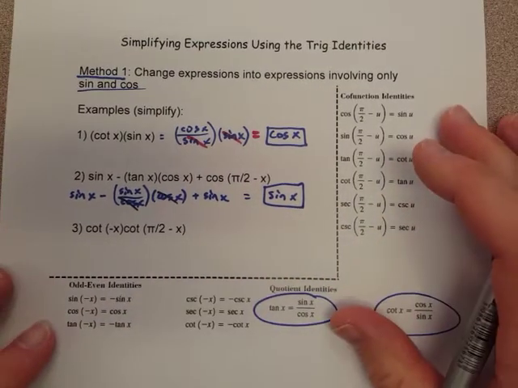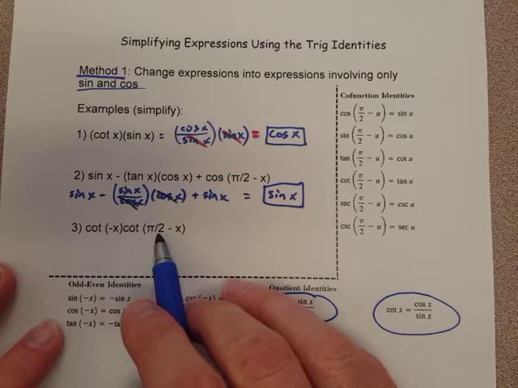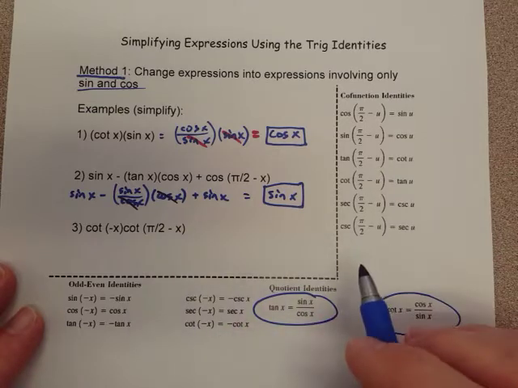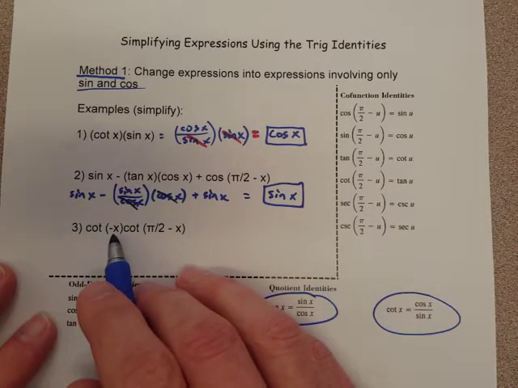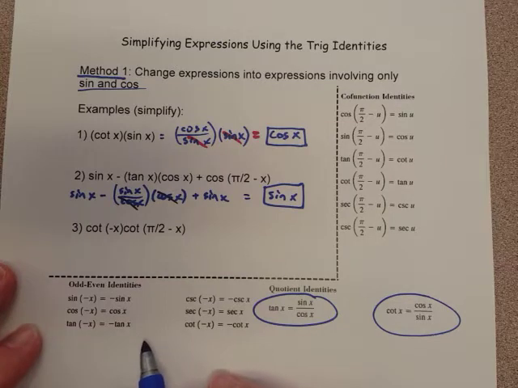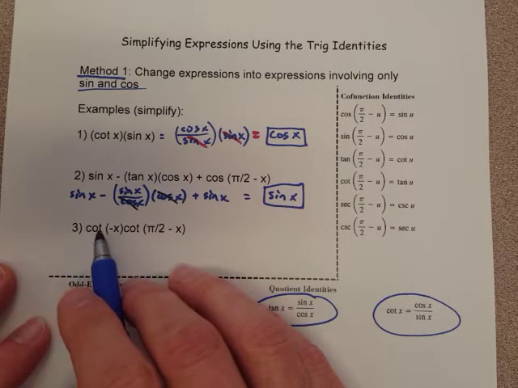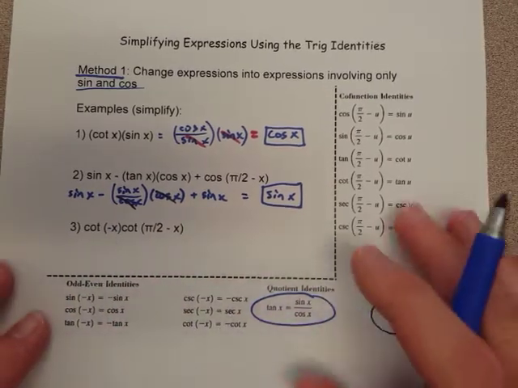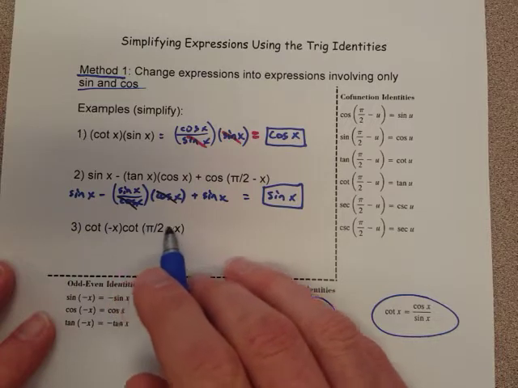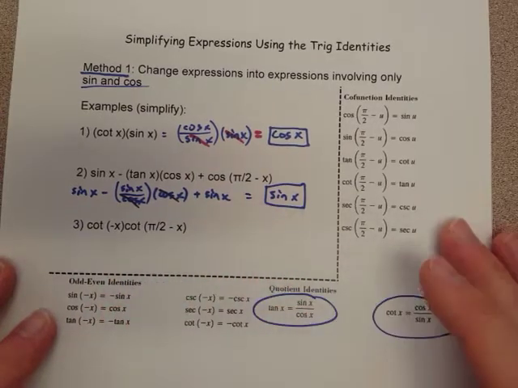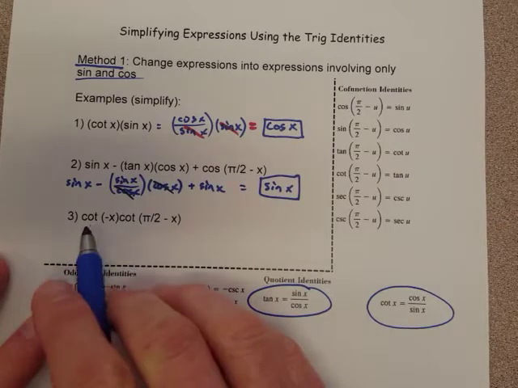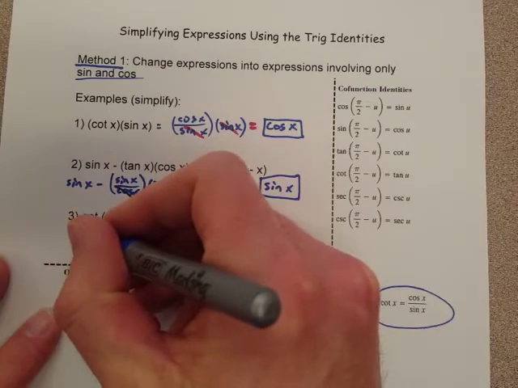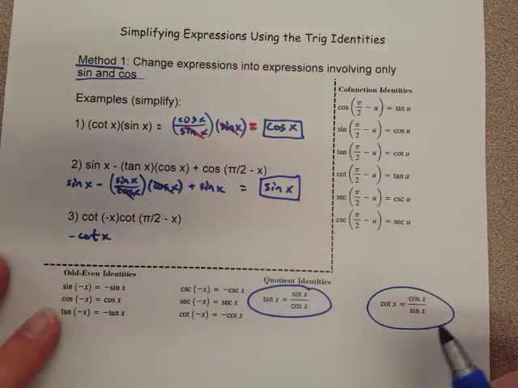Last example on this page, we have cotangent of negative x, cotangent of pi over 2 minus x. This is going to sample from the cofunction and the even-odd identities. Let's start with cotangent of negative x. We're not going to necessarily put that in terms of sines and cosines just yet, but this negative on the inside is pesky. It doesn't work well for us. We don't like to see negatives, or pi over 2 minus, inside the parentheses, and so we're going to change that. First of all, cotangent of negative x is the same thing as negative cotangent of x, and we'll take care of that here in a little bit.